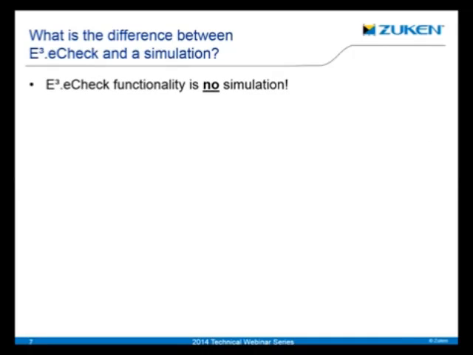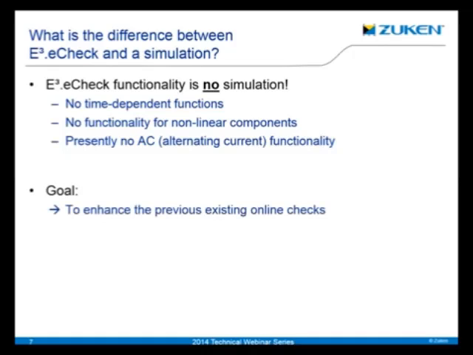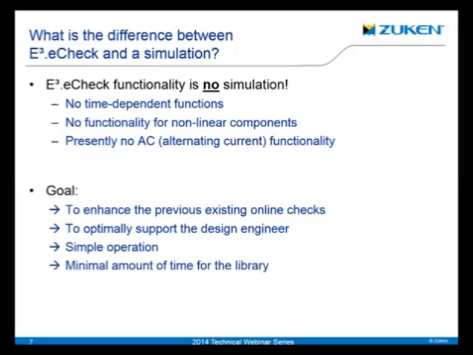E3.eCheck is no simulation. There are no time-dependent functions at this time, as well as no functionality for non-linear components. And presently we have DC functionality, but no AC functionality. The goal of developing E3.eCheck was an enhancement to the already existing very extensive online tests, optimized support for the design engineer, simple operation, an easy-to-use tool, and a minimum amount of time to enhance the library.